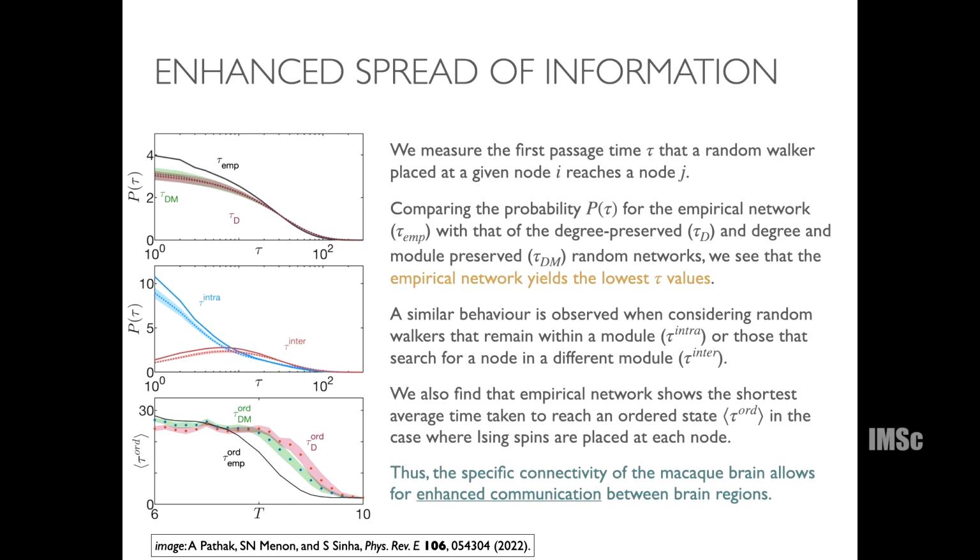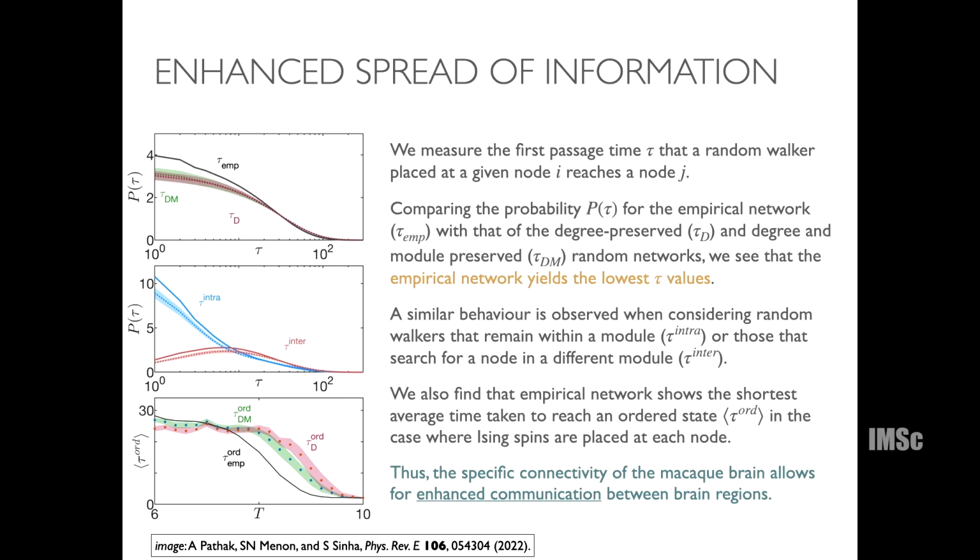that if we look at the empirical network and the corresponding surrogate networks, the degree preserved network and the degree model preserved network, so these are two surrogate networks, we find that surprisingly you have lower first passage times for the empirical network, right? Which means that you're actually traveling a lot quicker in the empirical network than you are in the randomized network, which is actually extremely surprising, right?